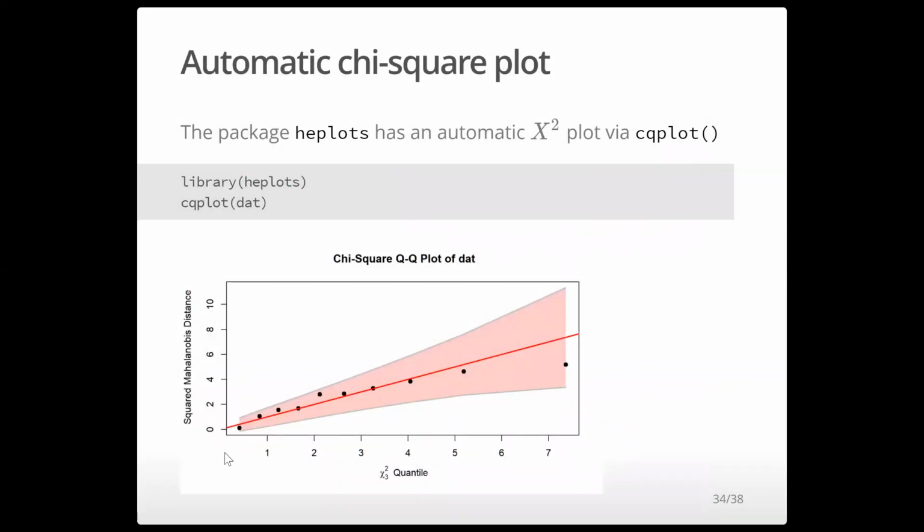And we can also use the heplots package. So this has an automatic chi-square plot via the cqplot function. And so we see it gives us a much nicer looking plot with a line and the confidence band. And we see all the points are lined up inside of this confidence band. So we can essentially use this as a heuristic way of evaluating this data as probably being multivariate normal.